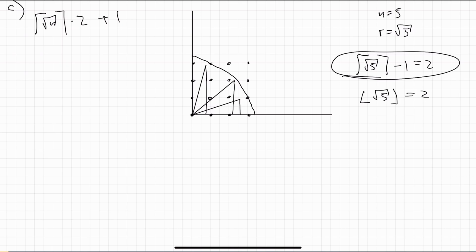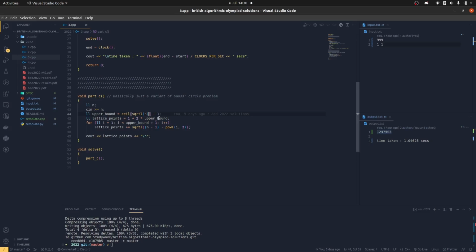So now, this is quite confusing, but if we actually open the code editor, I've got the code editor, and if you look at part C, I've said that this is basically just a variant of Gauss's circle problem. So this is actually a very famous problem, but they've put a slight twist on it, saying that it could only be a quarter circle, and also in Gauss's problem you can include the points that are on the circle. In this case, we can't actually include them.